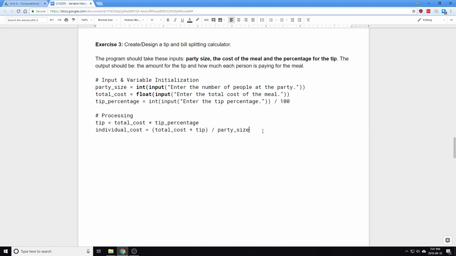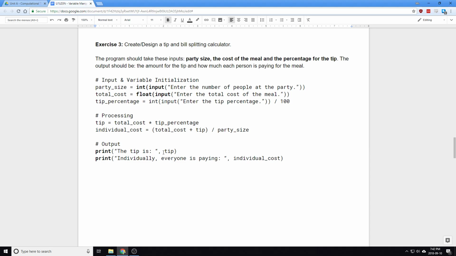Then, after our processing is complete, we're now going to do our output, where we're going to print "The tip is", comma, tip, and print "Individually everyone is paying", individual cost. Please make sure whenever you use your variables that the name and the spelling is consistent throughout.